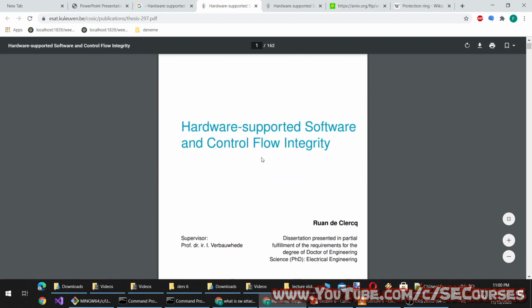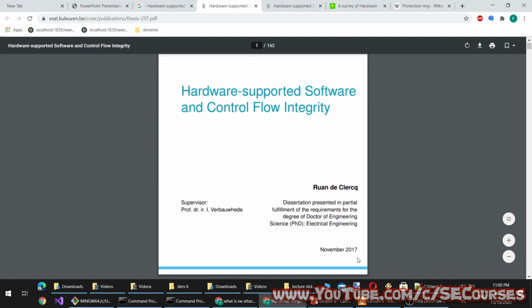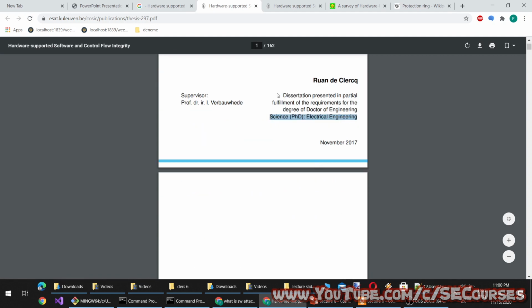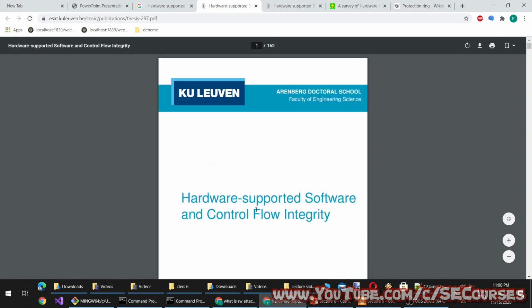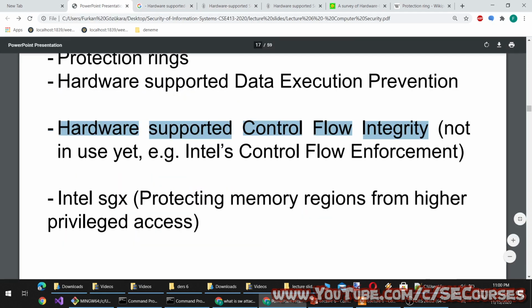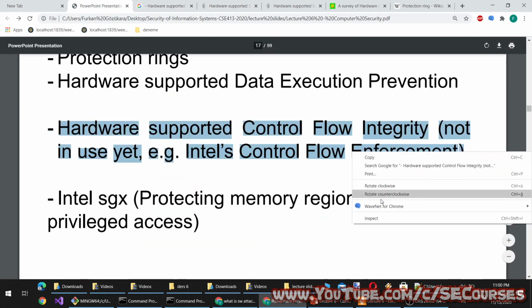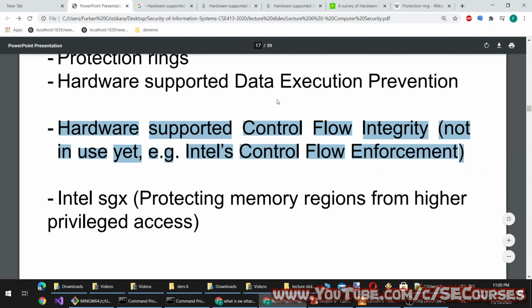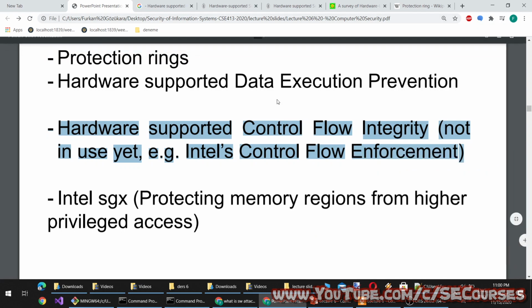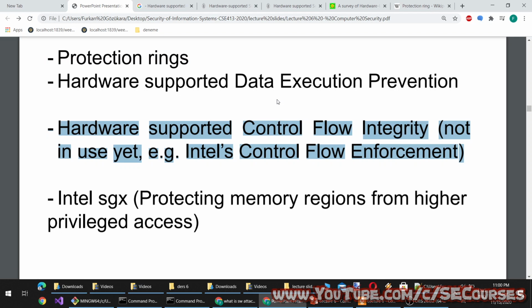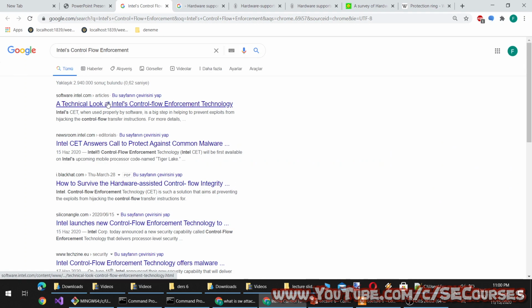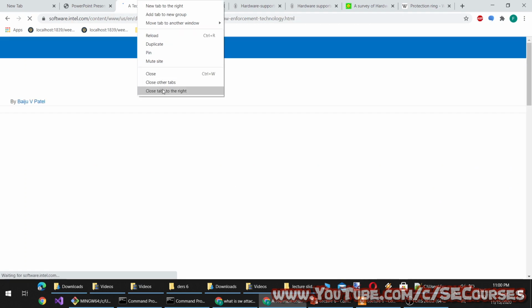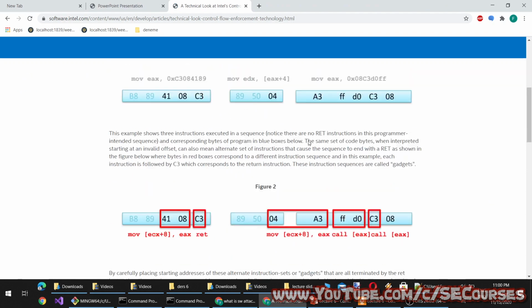Okay, this looks like it's still in research. You see there's a PhD thesis about this topic, as you can see, so I'm just going to read it from here. Hardware-supported control flow integrity, not in use yet, e.g. Intel's Control-flow Enforcement. Let's look at this. Maybe this is available. There is a technical look from Intel.